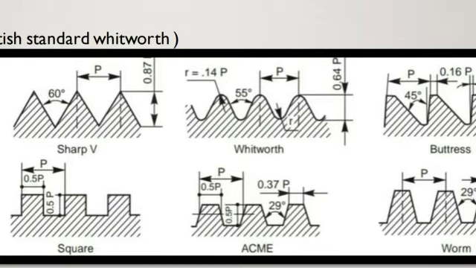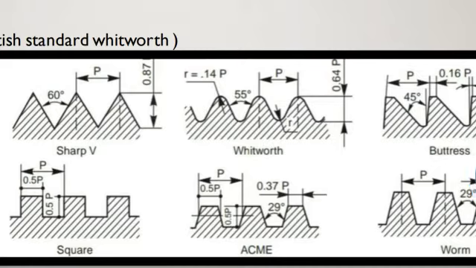Why is V thread known as sharp V thread? Because the V is exactly sharp at the corners, but in Whitworth those are not sharp. There will be a radius of 0.14 pitch. Let us take P as 30 mm again. The height of the Whitworth thread should be 0.64 into P. Whatever you calculate, the height should be that much.